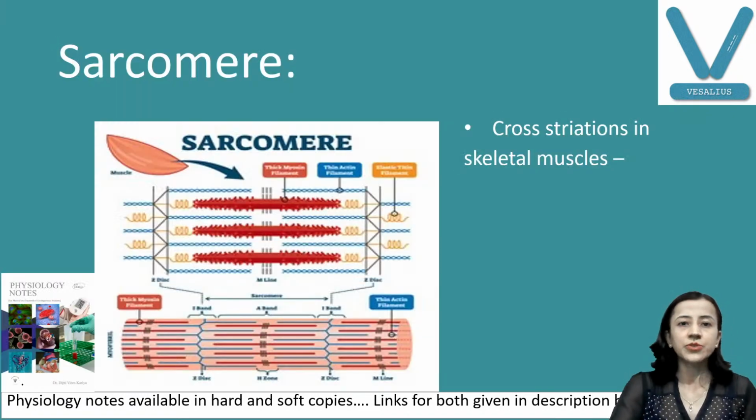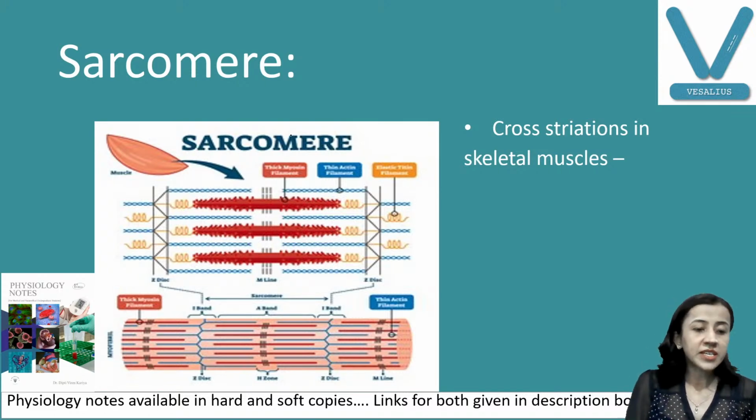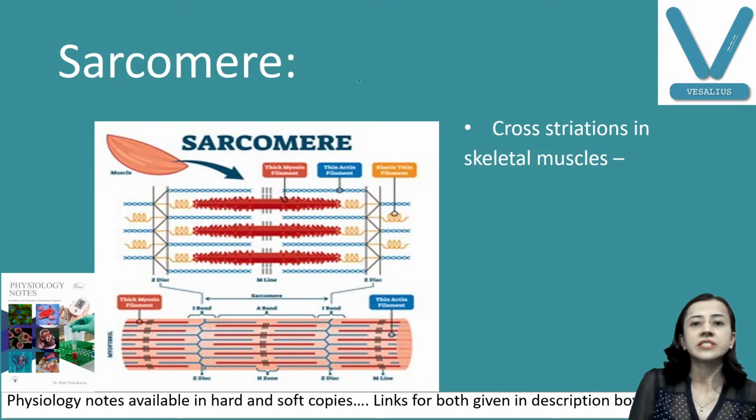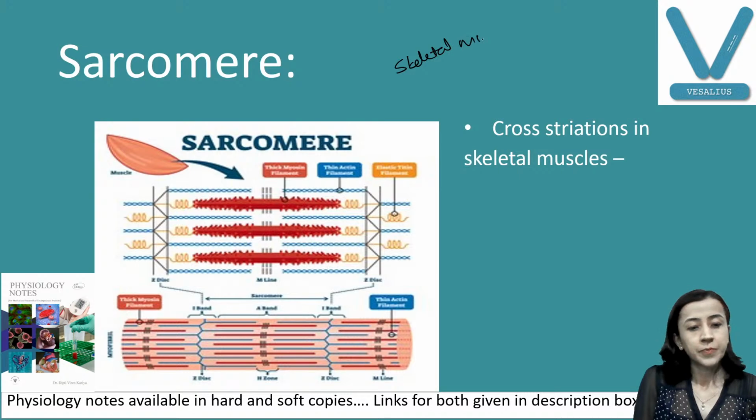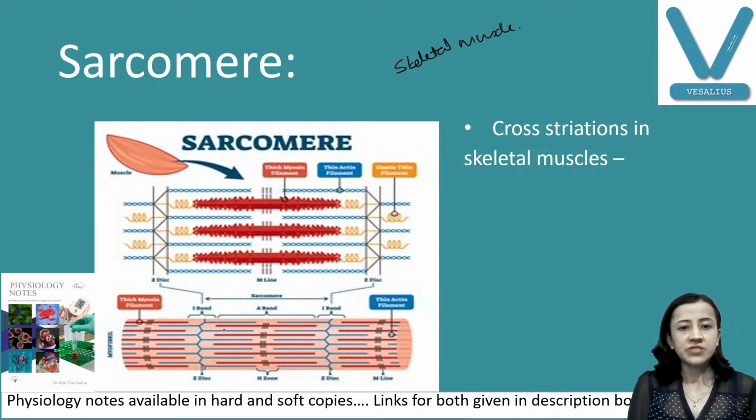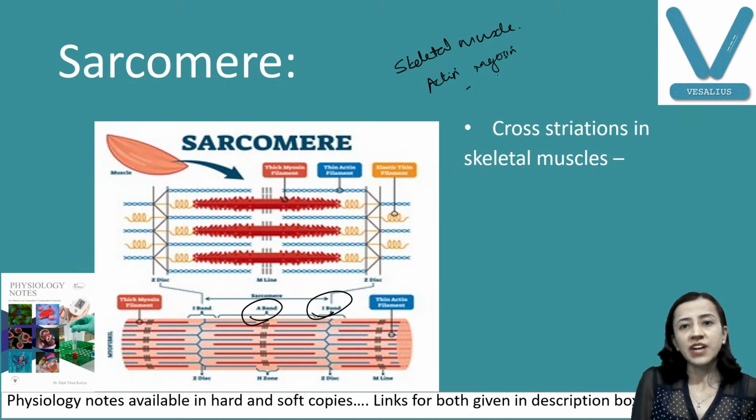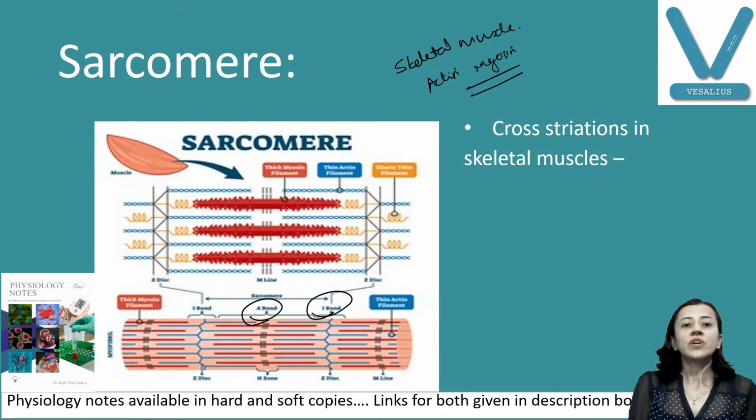Now let us start with today's topic, that is sarcomere. Yesterday we discussed skeletal muscles. Those who have watched yesterday's video will know that skeletal muscles are striated muscles. You can see striations are there, and striations are because of the A band and I band. Skeletal muscles have actin and myosin filaments, and their arrangement gives the striated appearance. Now, what is a sarcomere?